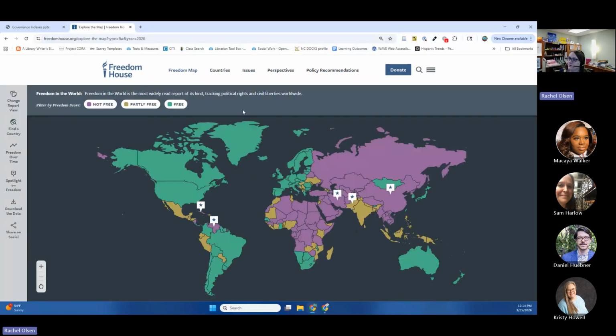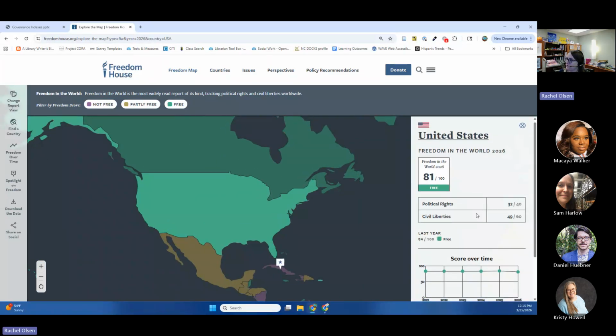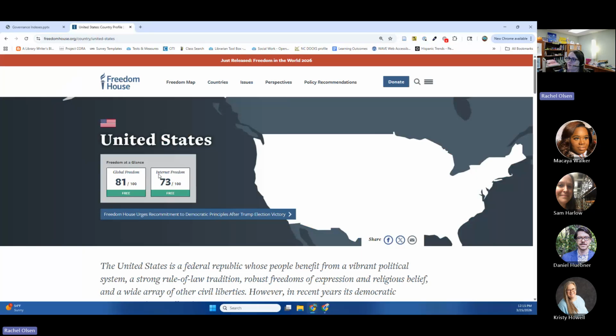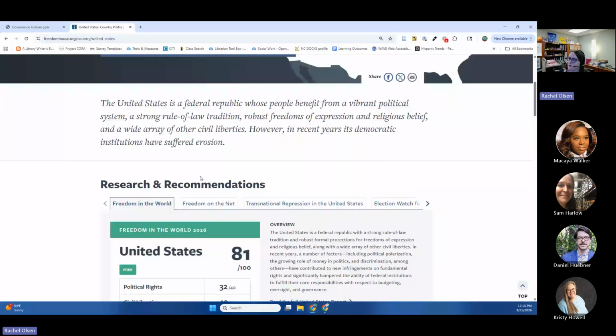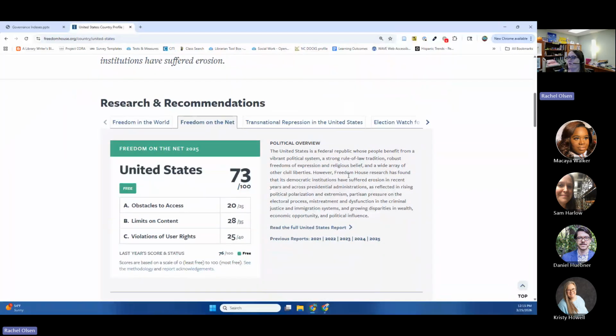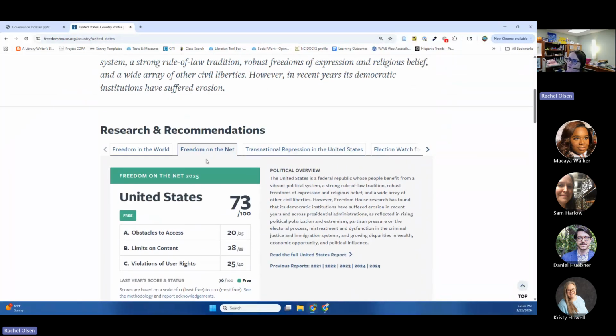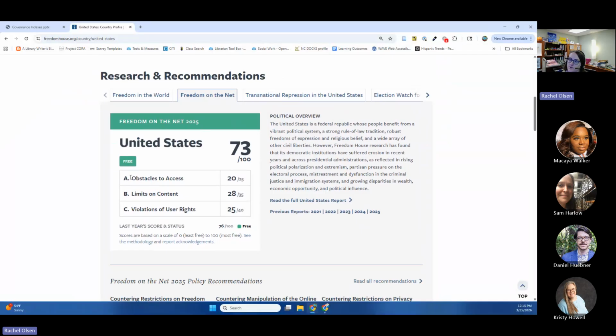I do want to look at the freedom on the net scores, which can be a little bit more difficult to see more on the United States. The internet freedom score right here, 73 out of 100. It's interesting, and you could look at the freedom on the net tab, and it'll break that down for you a little bit more, things that specifically factor into that: obstacles to access, limits on content, violations of user rights. Again, they have a similar scale.